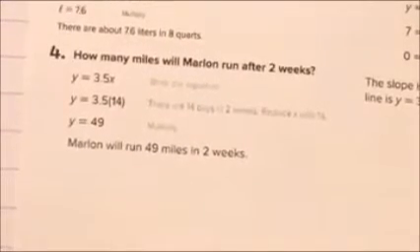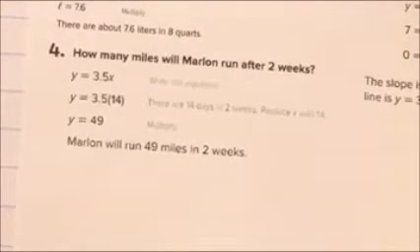Problem number 4 says, how many miles will Marion run after 2 weeks? Okay, so remember I was finding this in days, so you have to be very careful with that. So 2 weeks is 14 days. This is why it's important to know what your x and your y actually stand for.